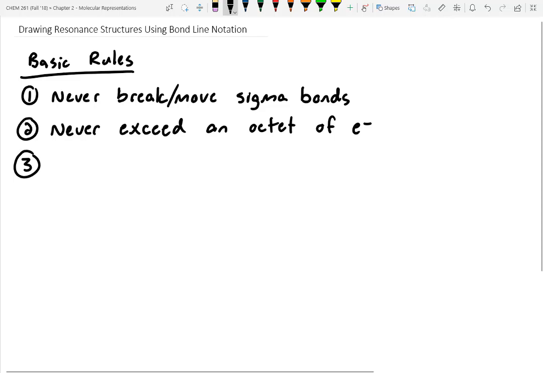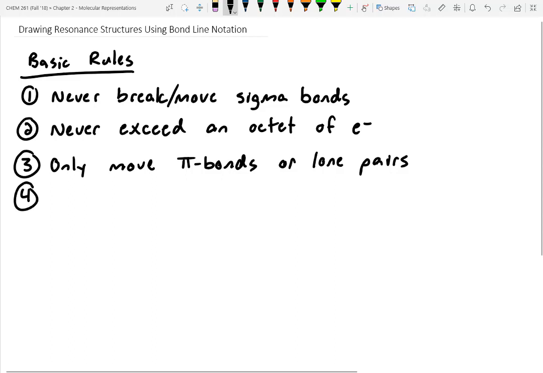Third one is kind of related to number one. It says only move pi bonds or lone pairs. You never want to move anything else. All right. And then number four involves the arrow pushing.